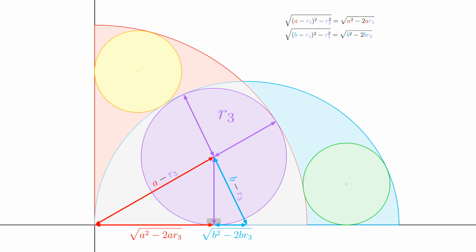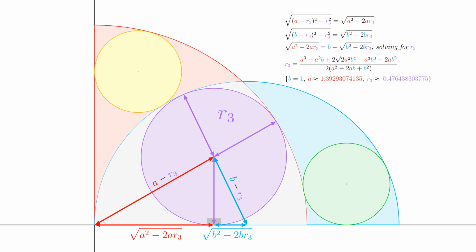Again, using the method from earlier, we trace 2 lines from the center of both quarter and semicircles, perpendicular to the points of tangency on the boundaries. We find one length, expressed in terms of A, and the same length, expressed in terms of B, and solve for R3. Having values for both B and A, we calculate R3. The ratio of R3 to either smaller circle is easily calculated.